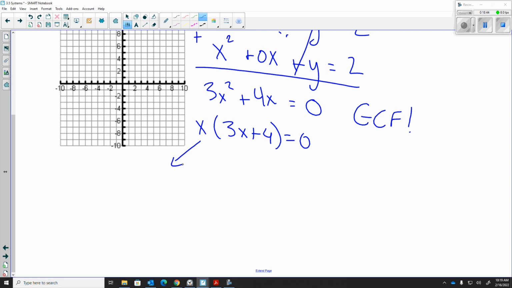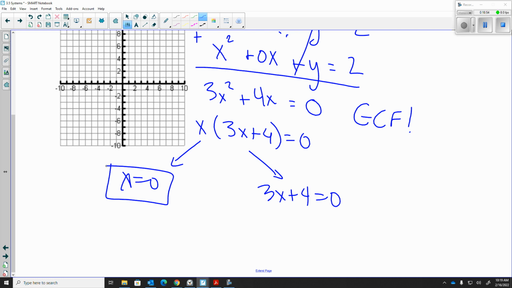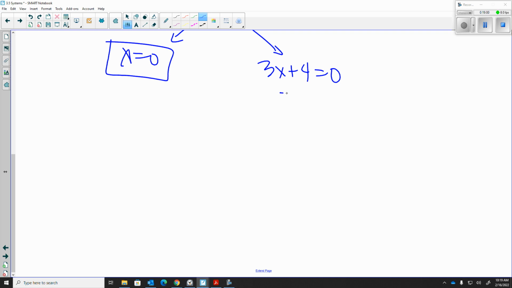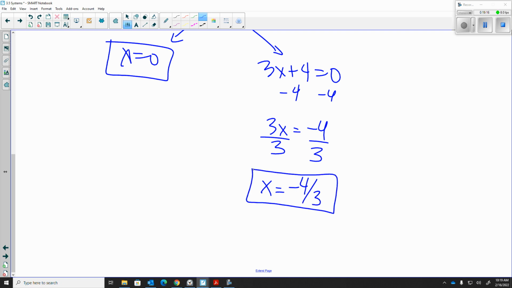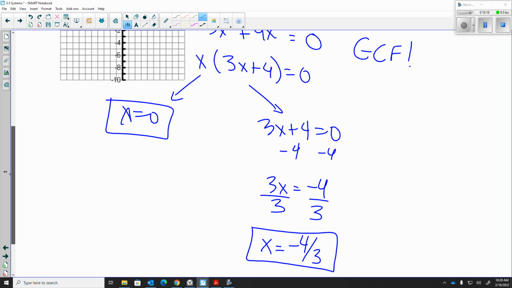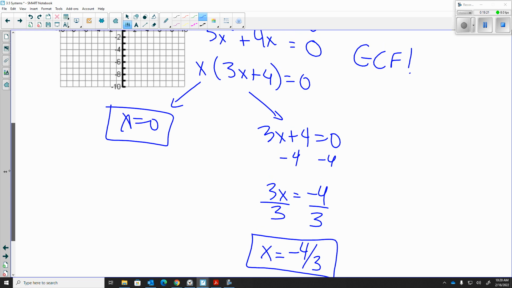Split them up. I got x equals 0. I got 3x plus 4 equals 0. Well, this one's done. This one, it's a positive 4, so I got to subtract it. It's 3x equals -4. Then what do I do? Divide by 3. Yeah, if you want to use the decimal, you can. It's okay. We okay with that?